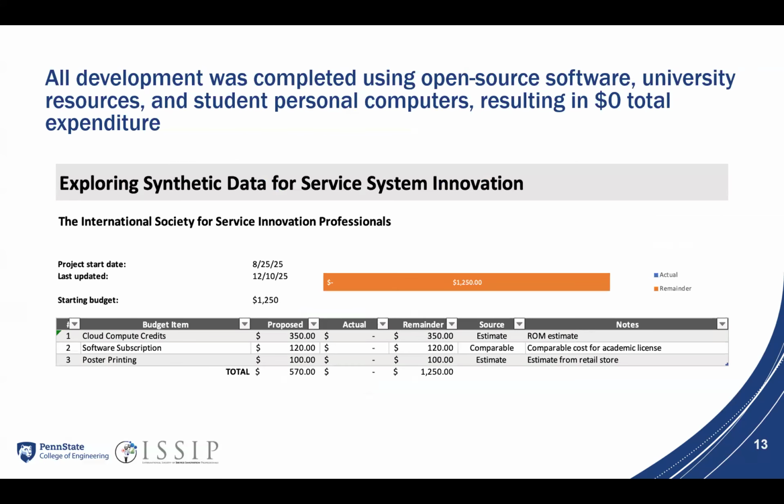And finally, just to talk about our budget, this project was entirely software-based and focused on developing a computational pipeline. We utilized open source tools like Python, GitHub, PyTorch, DeepHyper, and scikit-learn, which carry no licensing fees. Computation was performed using existing university provided resources and personal student computers. Therefore, the total actual expenditure of the project was $0, which is well under our budget allocation.